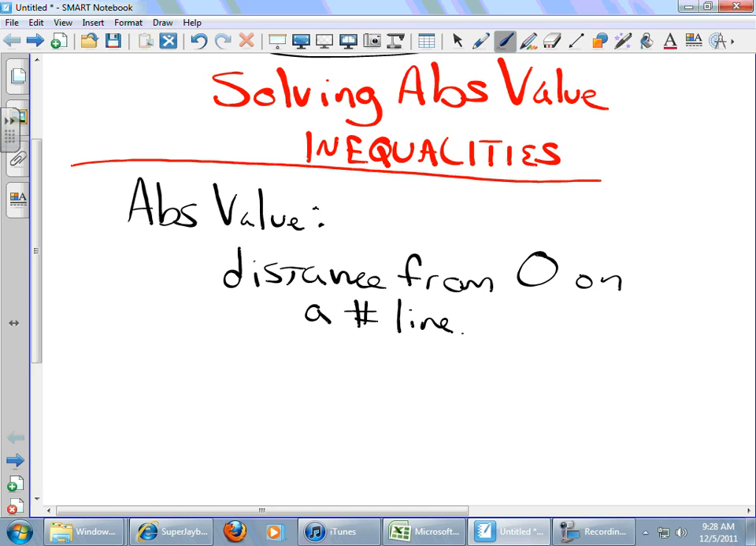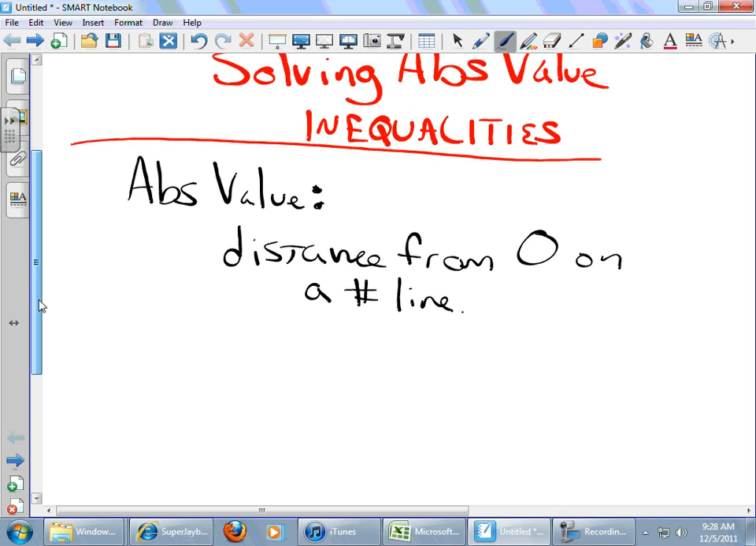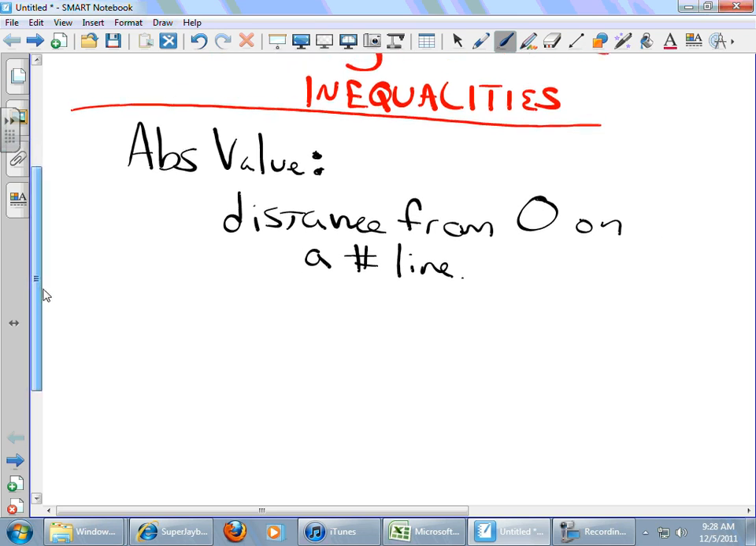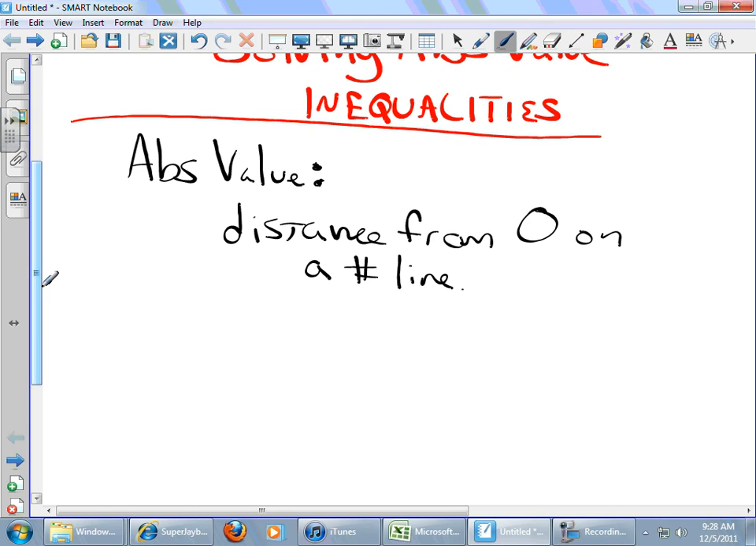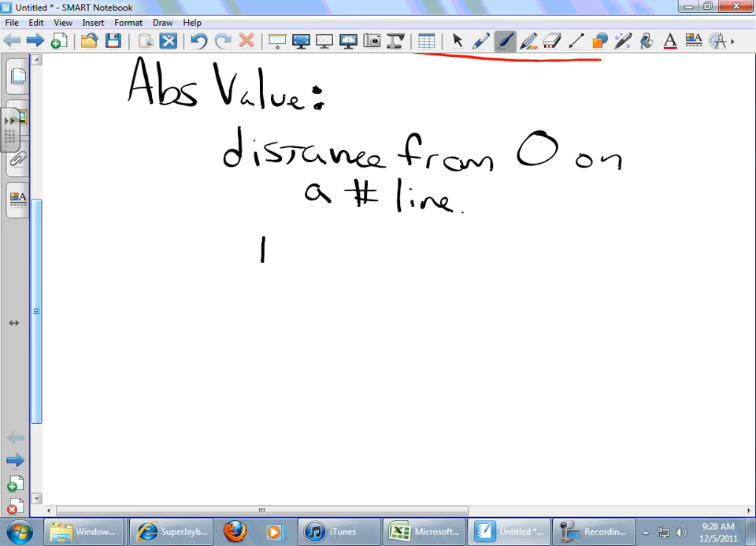I know at the high school level, I know at the college level, and they always get absolute value problems wrong. Okay, and they don't know why they're getting it wrong. Absolute value is the distance from 0 on a number line, and remember that distances are always positive. Okay, let's say we have a problem that looks like this. The absolute value of 2x minus 4 is less than 8.